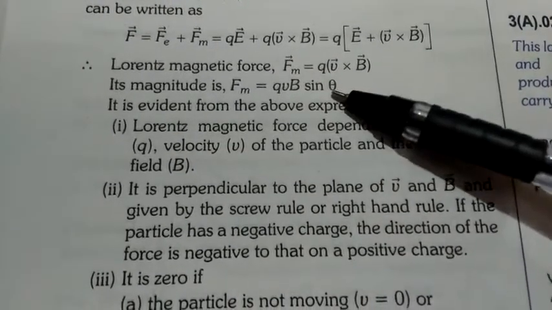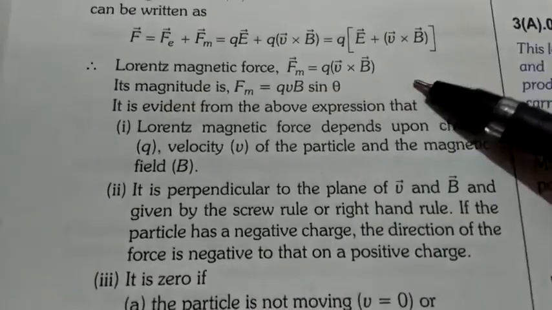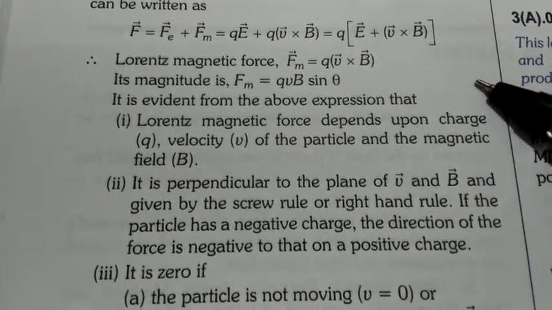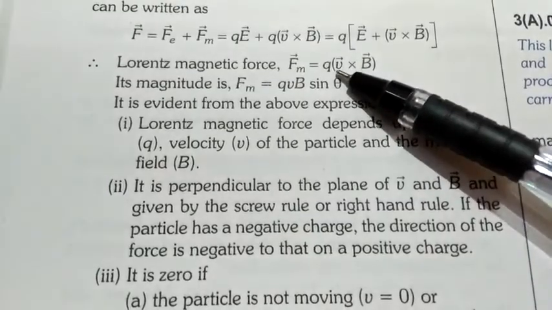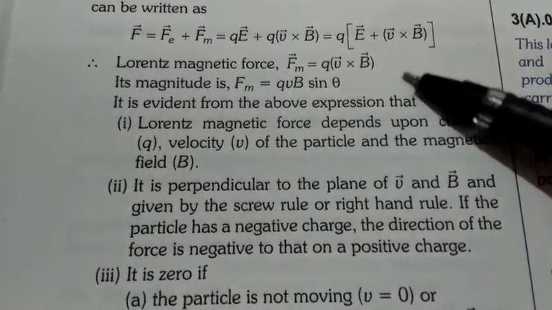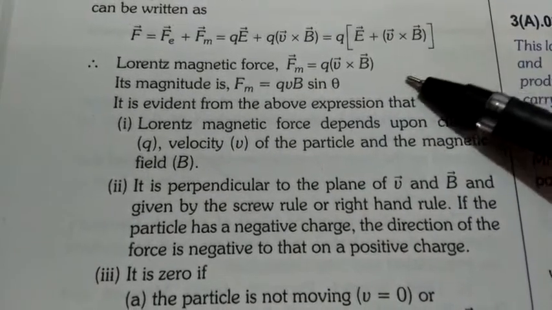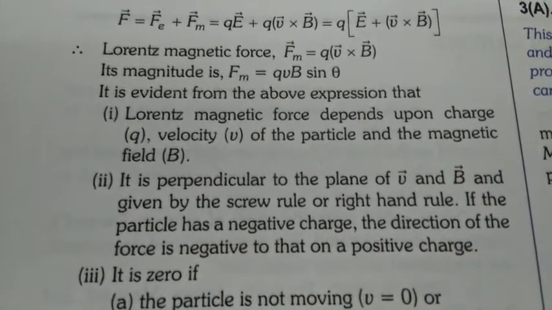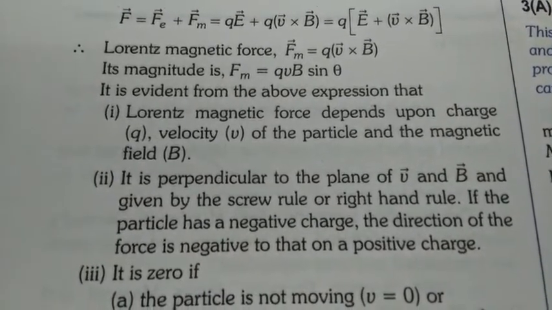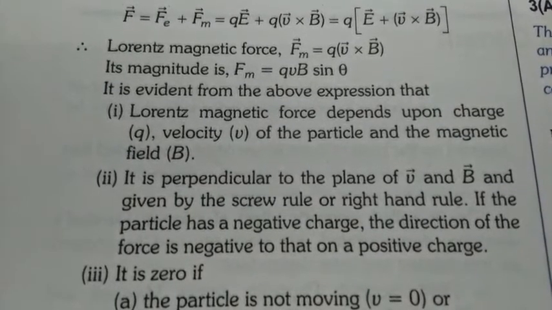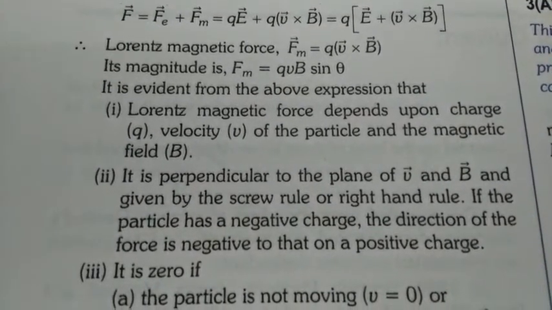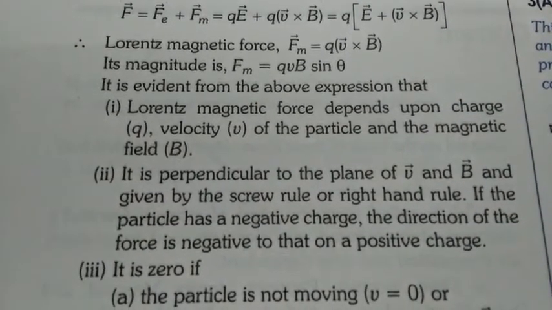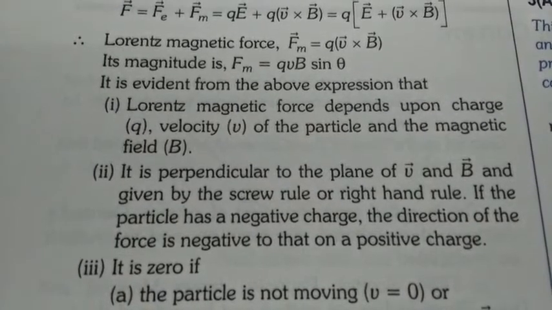But if the value of theta is 90 degrees, that means the direction of magnetic field is to the right, along the x axis, and the direction of motion of the particle is along the y axis. At that time the angle between them will be 90 degrees. So in this case the particle is moving perpendicular to the direction of magnetic field. Because sin 90 equals 1, this Lorentz force Fm will be equal to QVB, and that is the maximum value of this force.